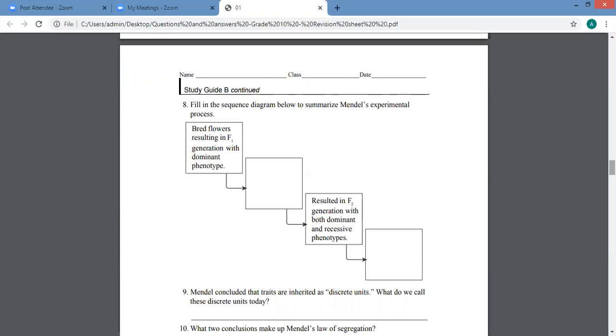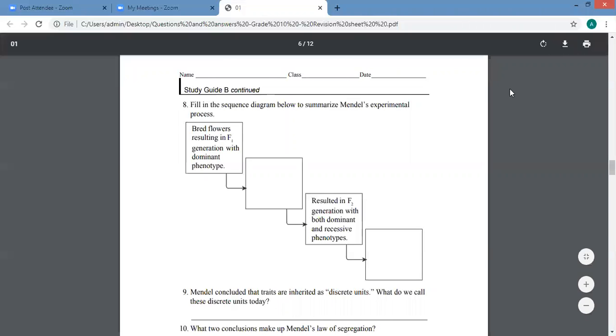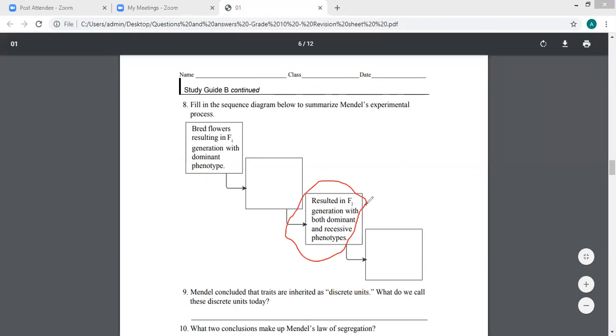To get the result of just the dominant phenotype, Mendel allowed the first generation to self-pollinate. Again, if you notice in the third box, the second generation has both dominant and recessive. Clear? Okay. To get both of these traits, dominant and recessive, what did Mendel do?